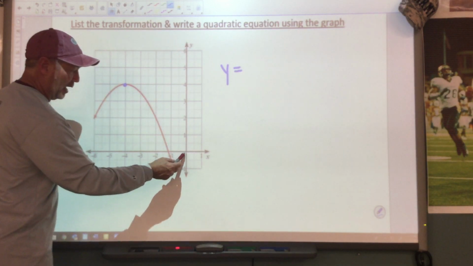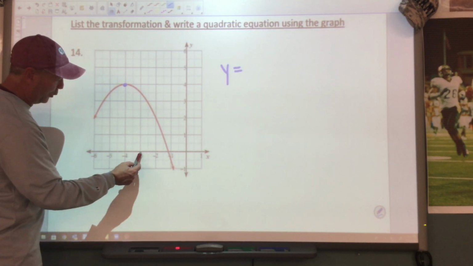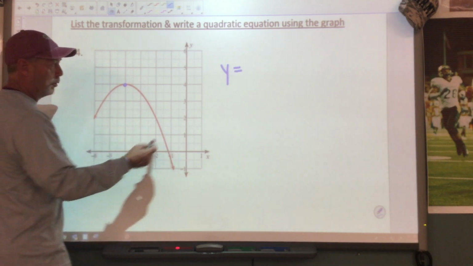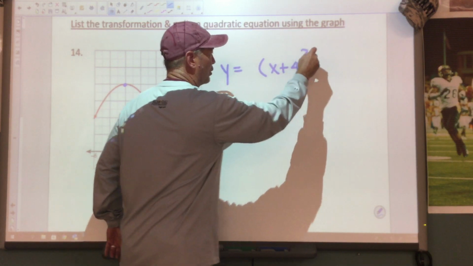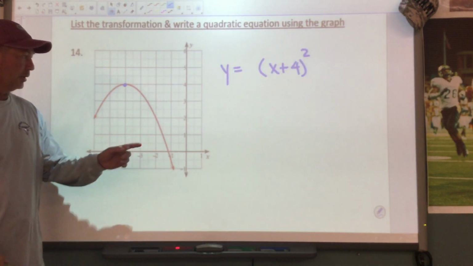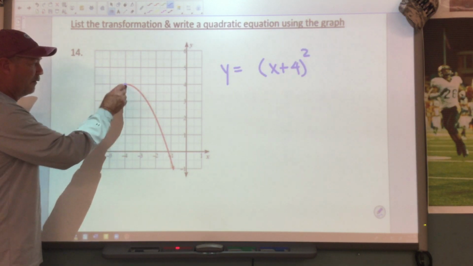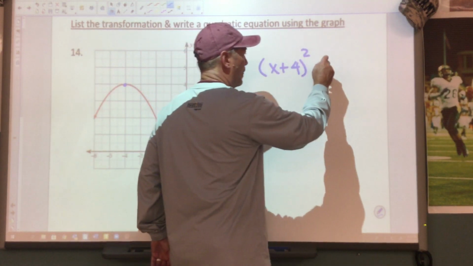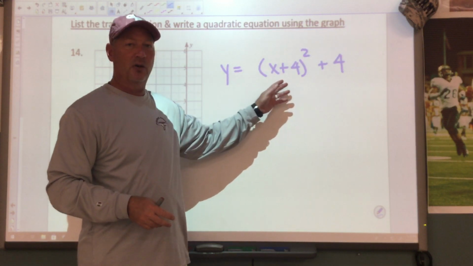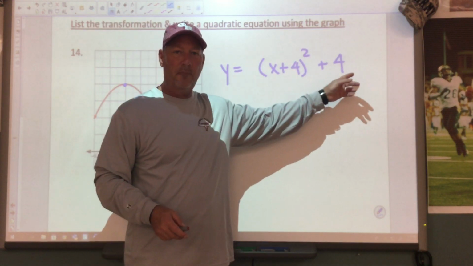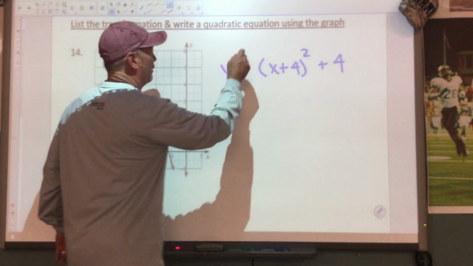But this graph, look what I've done. I have shifted, look how we're counting, 1, 2, 3, 4. I have shifted to the left 4, and we're thinking opposite, so I'm going to say x plus 4 squared. Do you understand? And then I've gone 1, 2, 3, 4. I have gone up 4. So just by looking at my vertex, I know that I have shifted to the left 4 and I have shifted up 4. My graph is opening downward, so that's going to give me a negative.